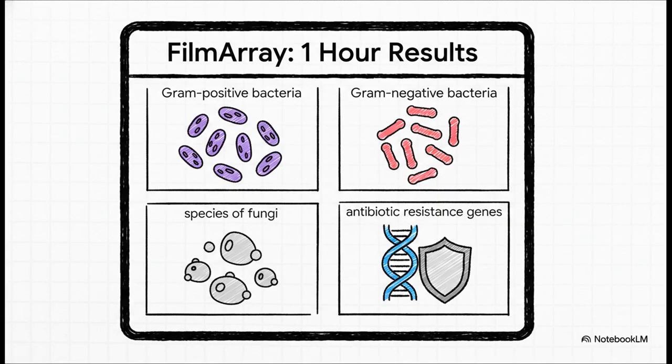So what do you get back? Well, in about an hour, the system can identify dozens of the most common causes of bloodstream infections. We're talking bacteria, fungi, the whole lot. And this is the really critical part. It can also detect the presence of key antibiotic resistance genes. This tells the doctor not only who the culprit is, but which weapons might not even work against it.